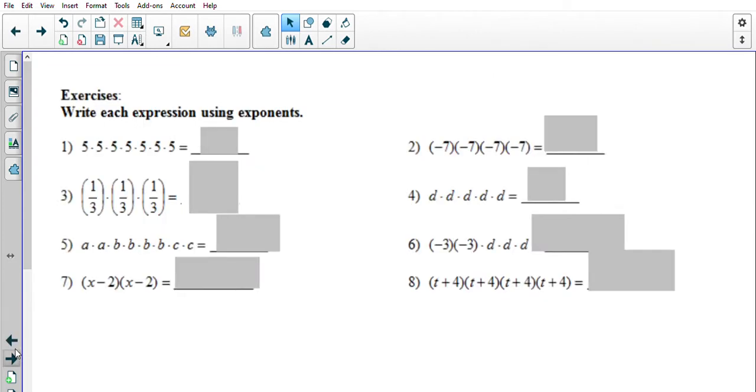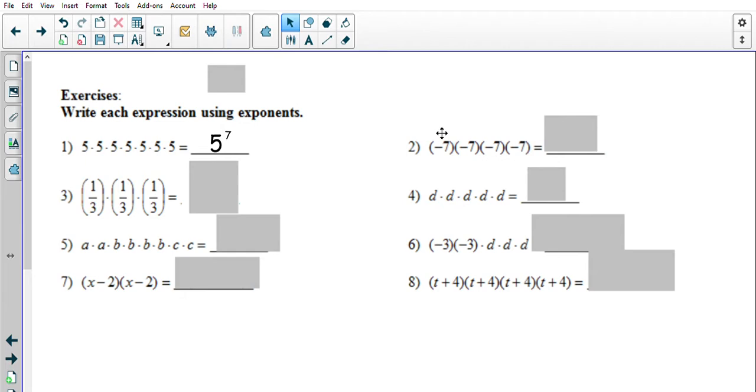So our first set of examples, we're going to write each expression using exponents. So in number 1, I have 5 times 5 times 5 times 5 times 5 times 5 times 5. This is equivalent to 5 to the 7th power since I have 7 5s being multiplied. Base is 5, exponent is 7.